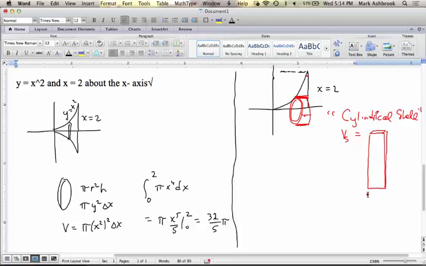So what is this dimension right here? What will that dimension be right there? So that'll be from here to here. Okay? So 2 minus x squared. It's a change in x from here to here, which would be 2 minus x squared.